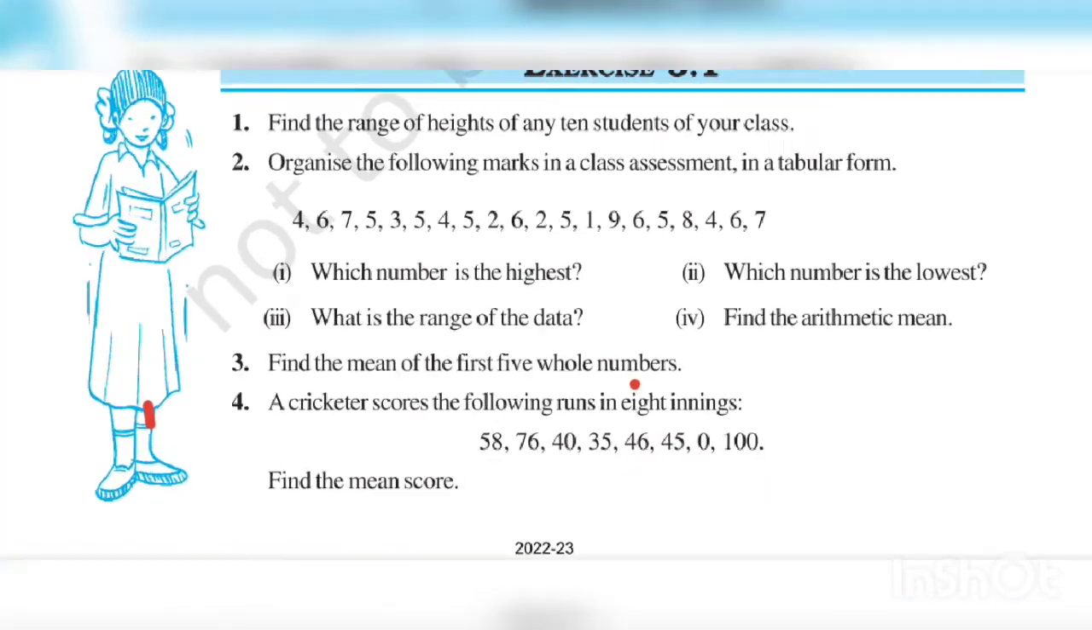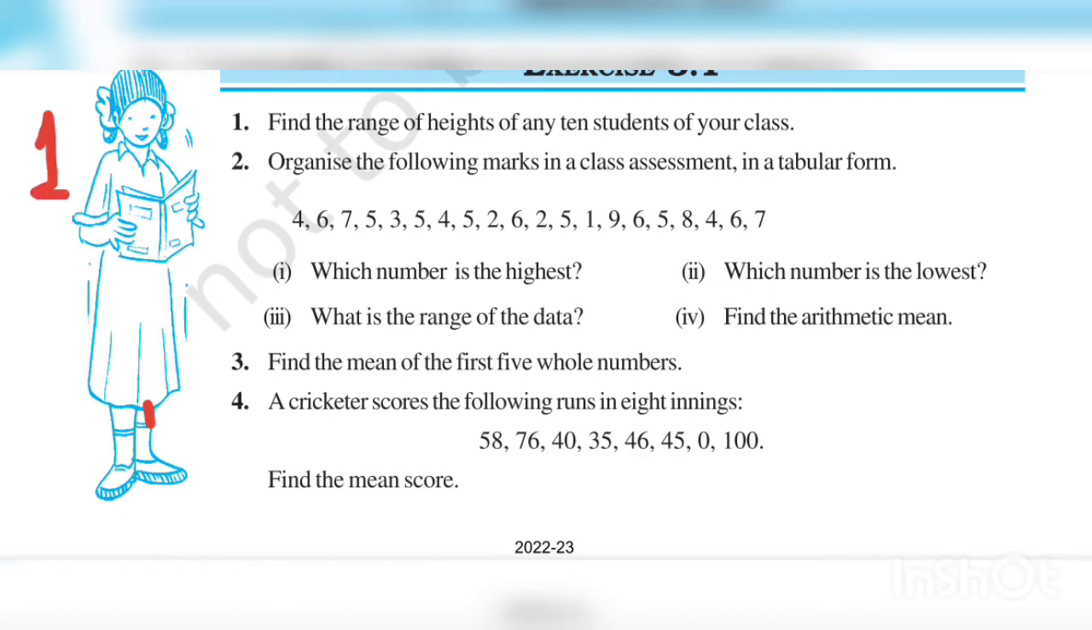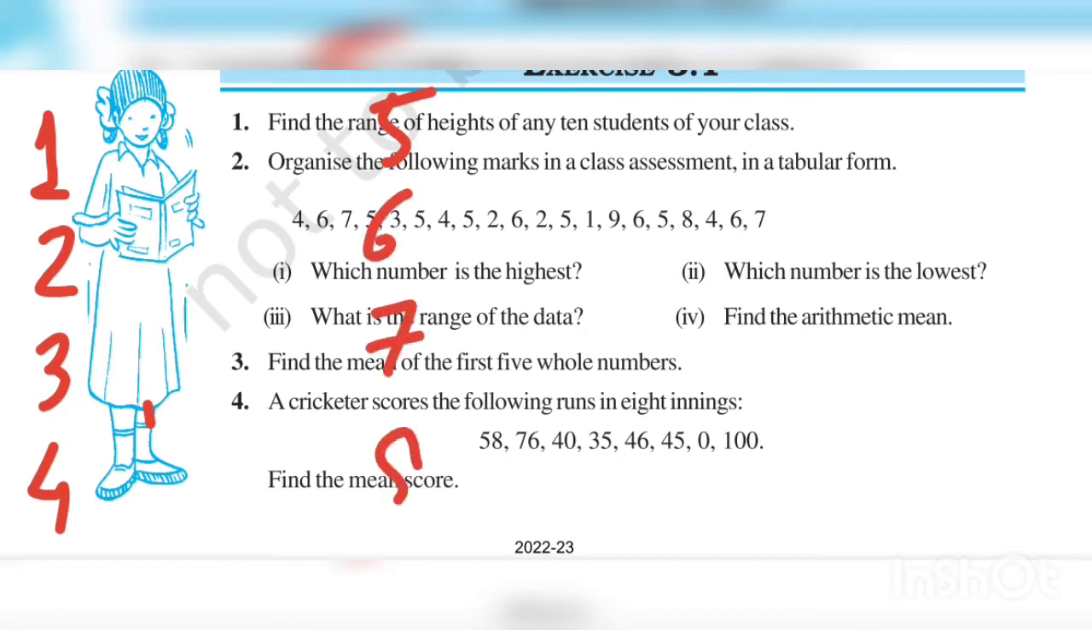Now here you can see a few numbers: 4, 6, 7, 5, 3, 2, 1, 8, 9. We have to count how many times they are occurring, meaning the number of occurrences of these digits. So let's write them: 1, 2, 3, 4, 5, 6, 7, 8, 9. Now we have to find how many times 1 is occurring, how many times 2 is occurring, how many times 3 is occurring, in this way by using tally marks.